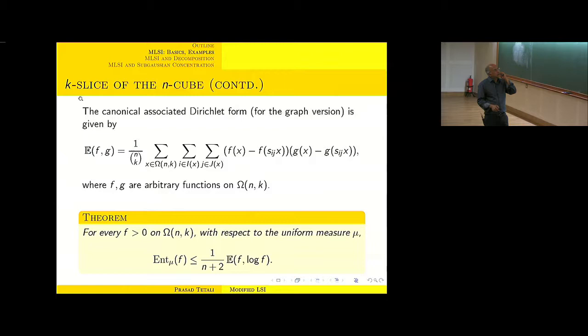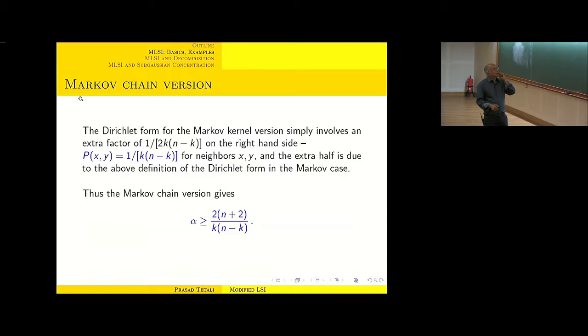So the bottom line is, for the k slice of the n cube, the entropy constant or modified log Sobolev constant has this form. If k is n over 2, for example, like the middle slice, it's order 1 over n. But uniformly over all k, you can get some bound like this.